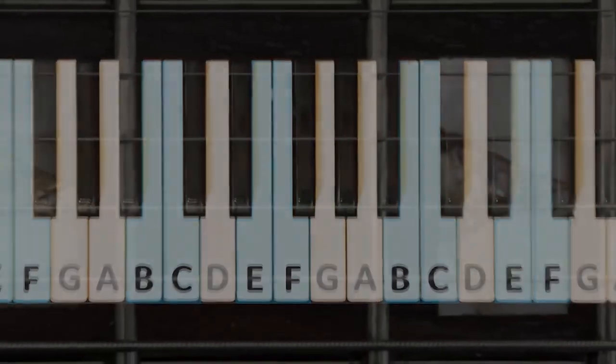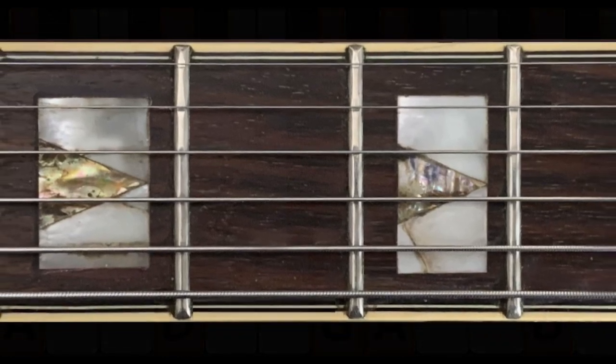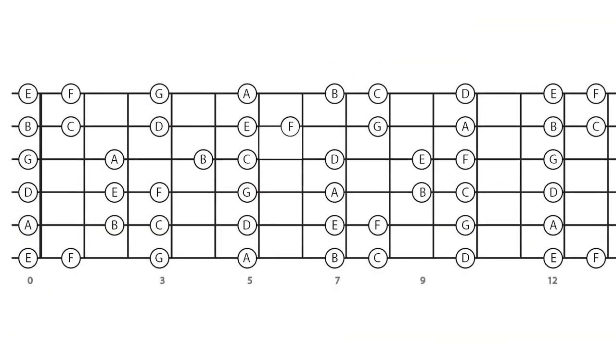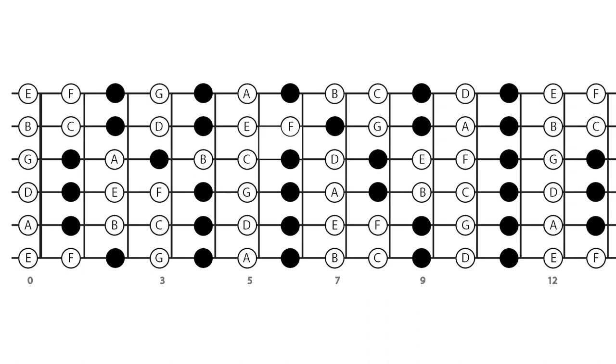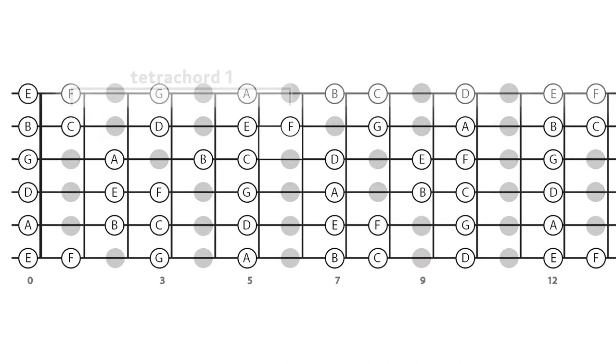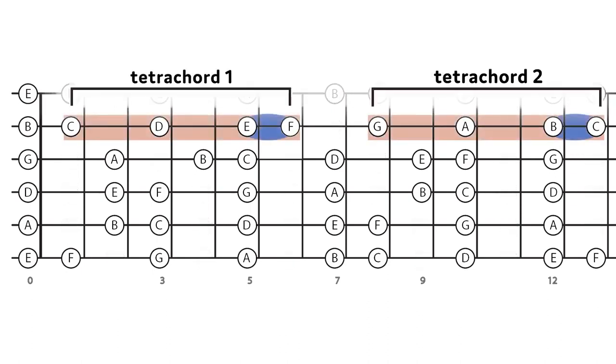Logical as the structure of the diatonic system seems on the piano, on the guitar, that structure, that symmetry, that logic seems to have disappeared. Unlike the simple repetitive black and white piano keyboard pattern, the notes of the black and white keys seem at first almost random on the guitar fretboard. Yet the tetrachords are still there, if you know how to find them.